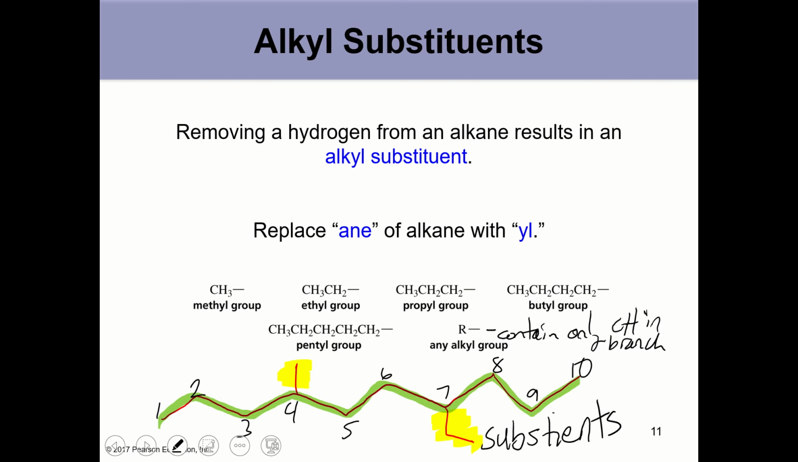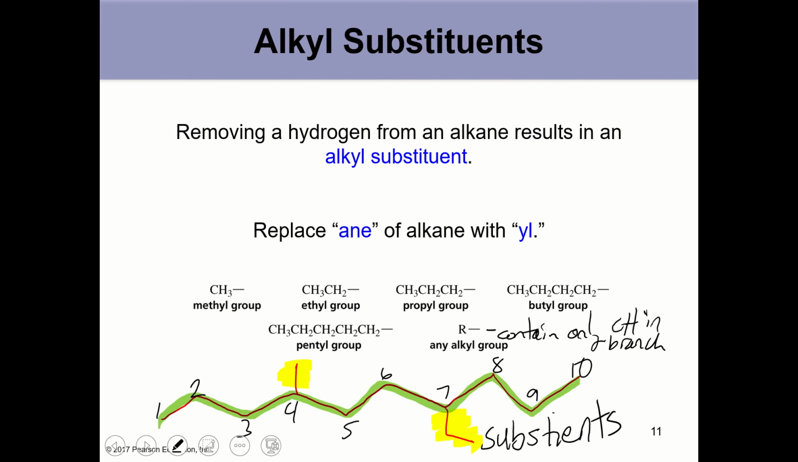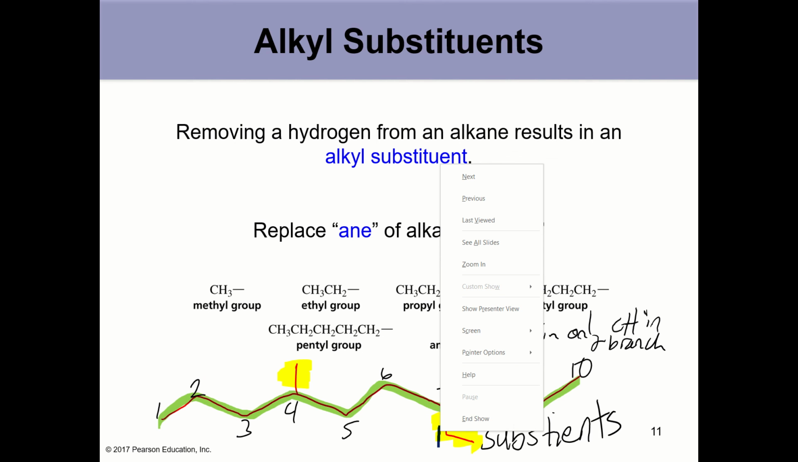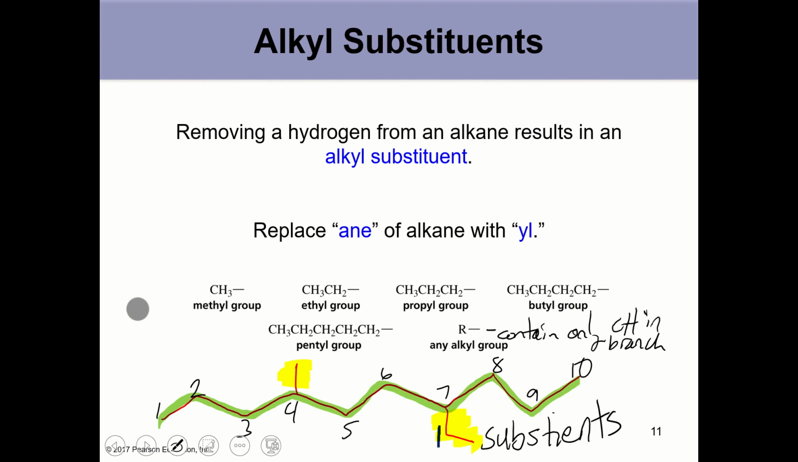And then the substituents are highlighted in yellow. So you want to number the substituents by numbering the carbon connected to the main chain first. So I would call that carbon 1, and numbering the carbon connected to the next carbon as the next substituent in line. So if this is 1, then this is 2.